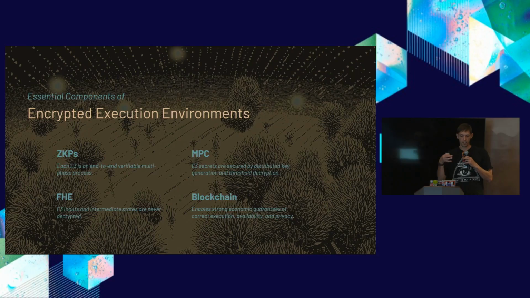There are four key technologies that, in combination, enable E3s. These are zero-knowledge proofs, which afford cryptographic guarantees of correct execution of the various phases of an E3, ultimately making each E3 end-to-end verifiable. Fully homomorphic encryption, which enables computation over encrypted data without the need to decrypt the inputs or intermediate states. Multi-party computation, which enables us to broadly distribute trust over a set of node operators who then coordinate to generate secure keys for each E3 and ultimately to decrypt their outputs. And then lastly, blockchain, from which we inherit economic guarantees of correct execution and censorship resistance, along with the substrate on which to enforce our own additional economic guarantees.